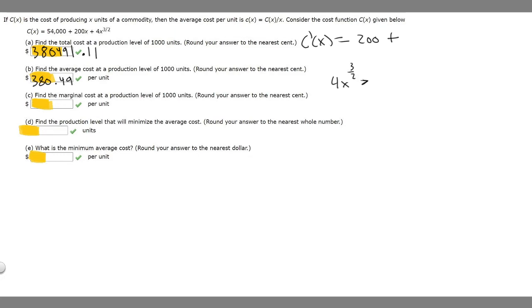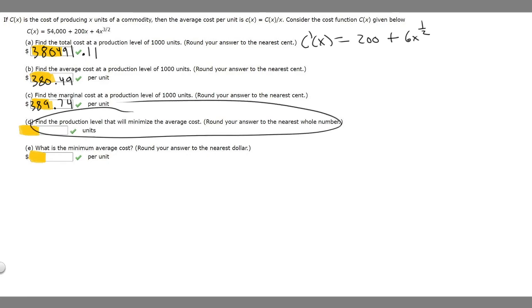And so the derivative of this is going to be 3 over 2 times 4, which is 12 over 2, which is 6x, and then we subtract 1 from 3 over 2, so it's going to become 1 half. So 6x to the 1 half. So this is going to be our function. Then we're just going to plug in 1,000. So 200 plus 6 times 1,000 to the 1 half. And so you're going to get 389 point, and we're rounding to the nearest cent, so it's 736, but this is going to make it a 4, so 389.74.